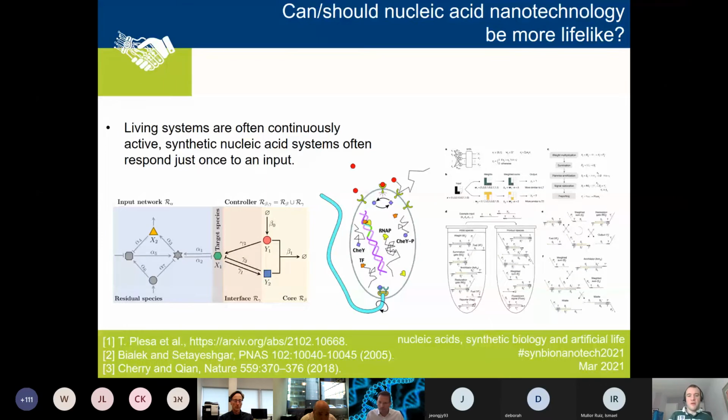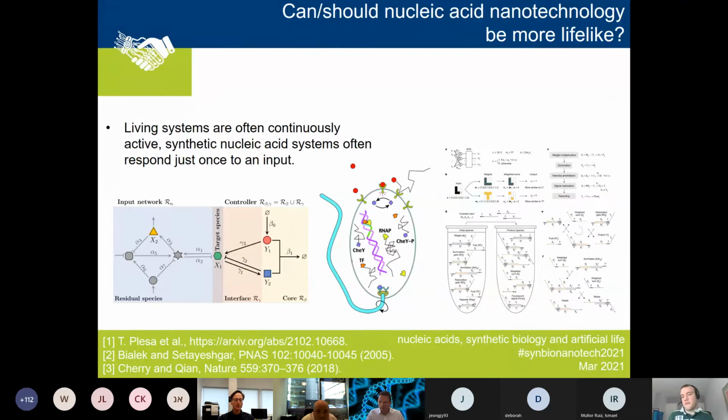Similarly, if we look at an actual natural system, for example, chemotaxis in E. coli, chemotaxis in E. coli is always ongoing. It's always passing on a signal about whether to turn the motor in one direction or another in order to respond to a continuously changing signal of the concentration of food in the outside world.